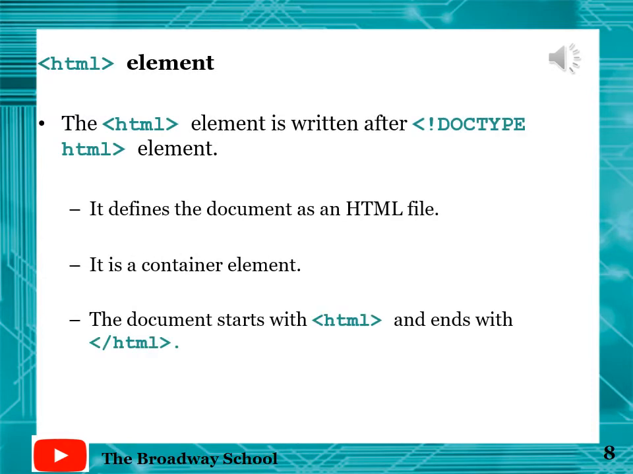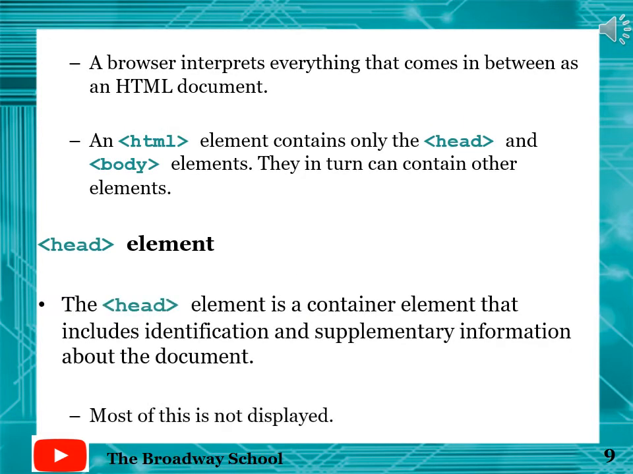HTML element. The HTML element is written after the DOCTYPE HTML element. Right after the DOCTYPE HTML, you will write the HTML element. It defines the document as an HTML file. It is a container element. Container elements mean it will have an ending tag. The document starts with HTML and ends with /HTML. A browser interprets everything that comes in between as an HTML document. Whatever you write inside the HTML start and end tag will be treated as the HTML document.